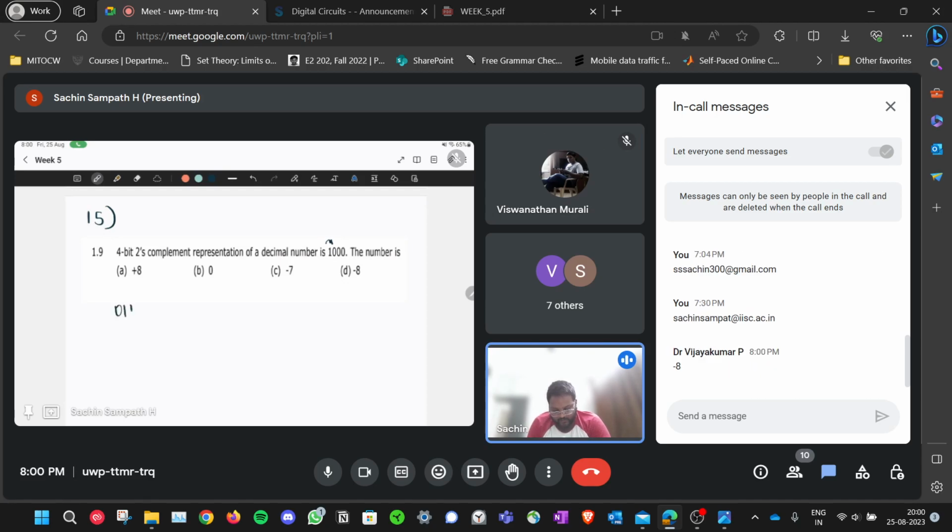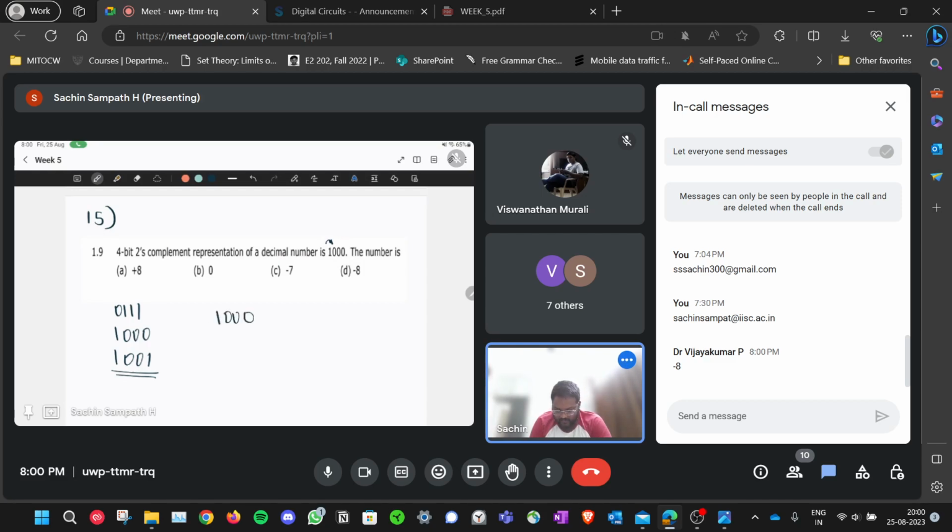7 will be 0, 1, 1, 1, right? The 1's complement will be 1000. The 2's complement will be 1001. So it's not minus 7. Yeah, Dr. Vijay Kumar has given the right answer. It's minus 8.